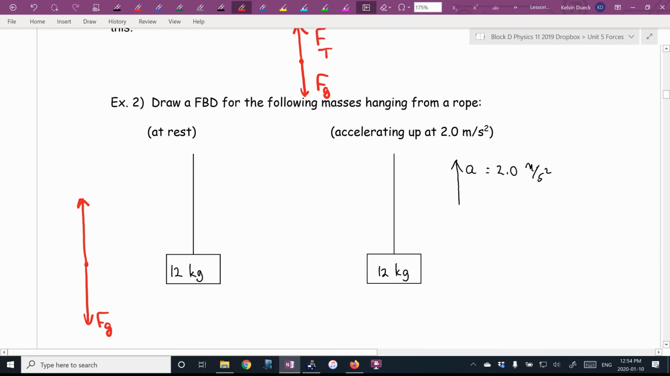What arrow is that? It's the rope. We're not going to call it rope. We're going to use a special force. The name that we give to the force exerted by a rope or a cable or a line is tension. Capital T for tension.